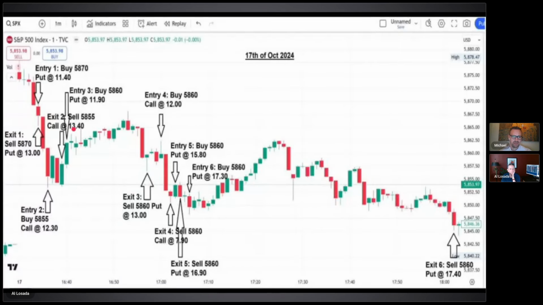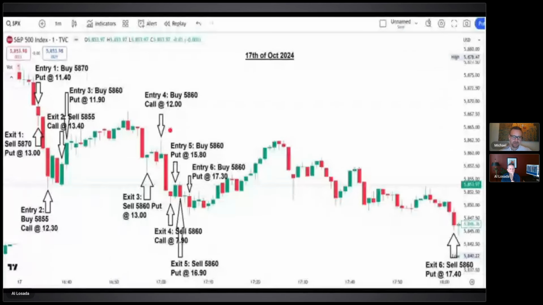So then we moved on to entry 3. We bought a 5860 put for 1190. This one took a little bit longer until we achieved the target then of 13. This is exit 3, where we sold the 5860 put for 13. So we moved on. The fourth trade was then the 5860 call for 12. This one was going against us. You can see there was a quick move to the downside. So we sold this call, or I sold this call.